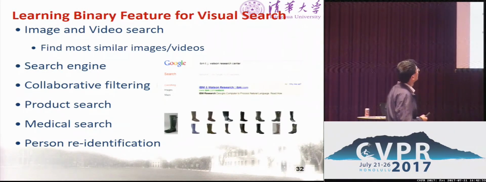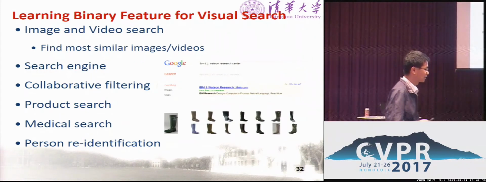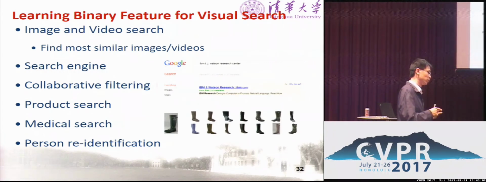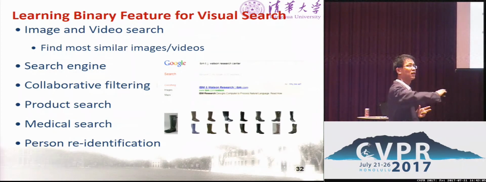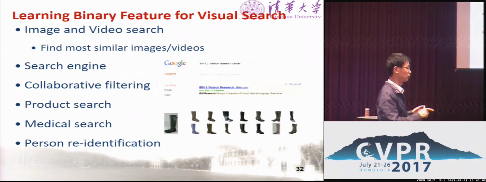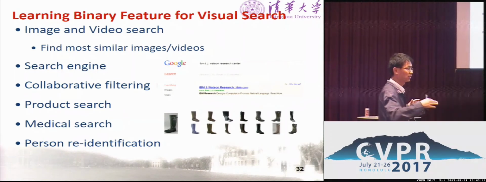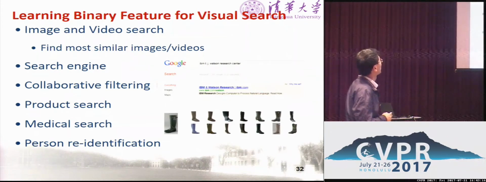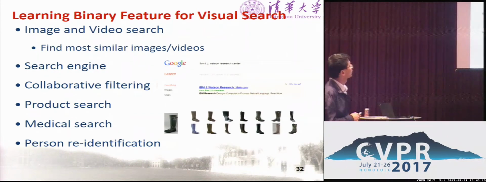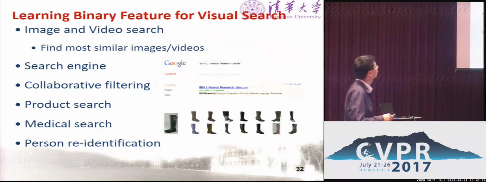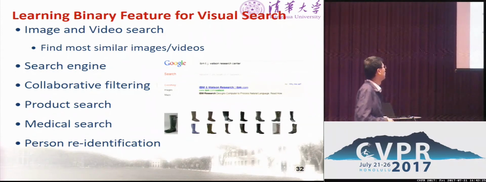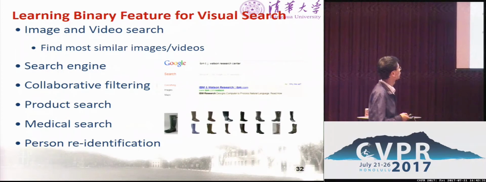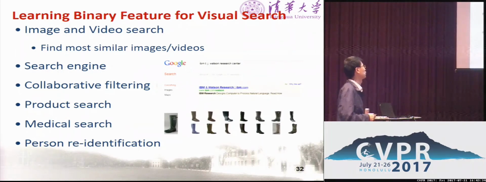The second application of binary features is visual search. Here, maybe we can't call it a local binary feature, but the key idea is almost the same. If we have a local patch and want to search it in a large scale database, we also want to encode the local patch with a binary code, and then we can do large scale similarity search based on the learned binary code. So here we can do large scale image and video search. The key idea is to find the most similar images and videos in the dataset. This method can also be used for different visual applications like product search, medical search, and person re-ID.